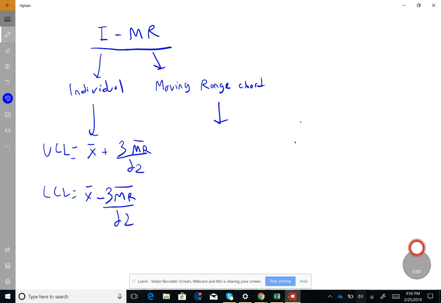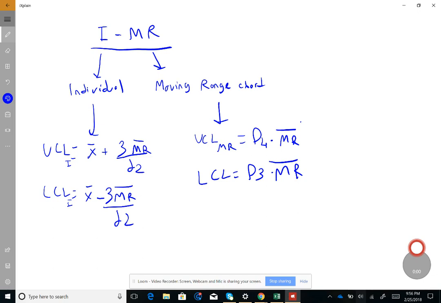For the moving range, it's a little bit easier. This is MR, by the way, and this is I. So the upper control limit is D subscript 4 times MR bar, and the lower control limit is D subscript 3 times MR bar.